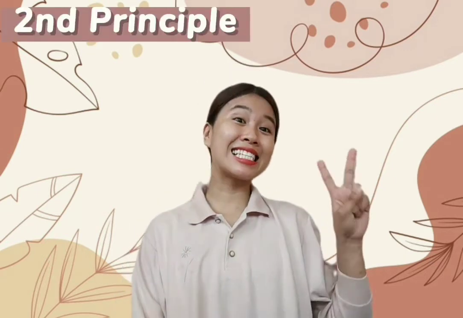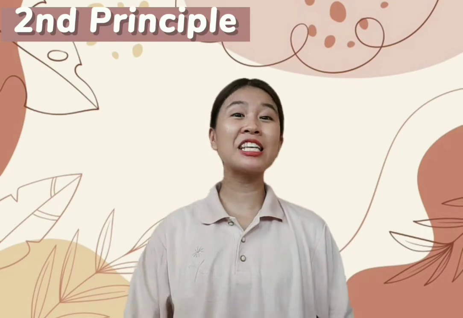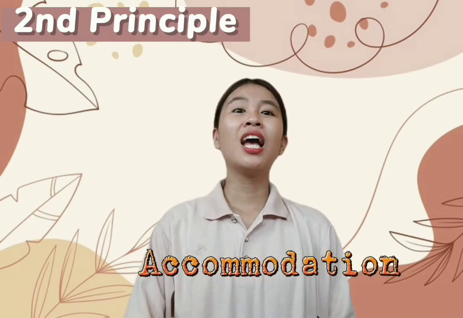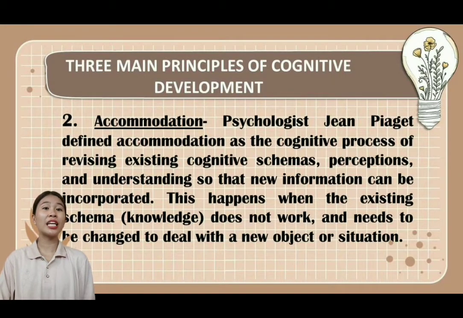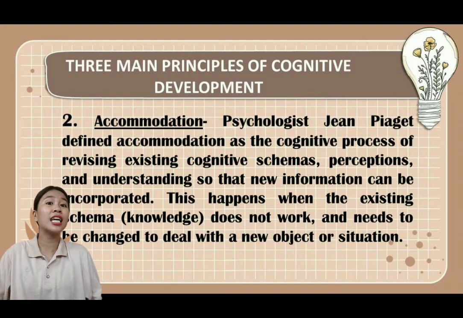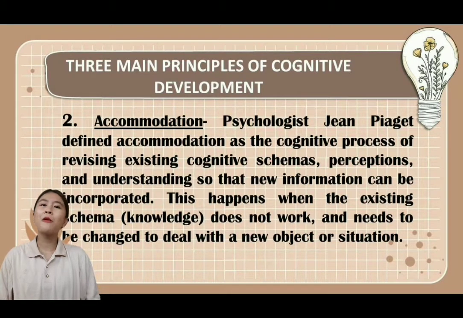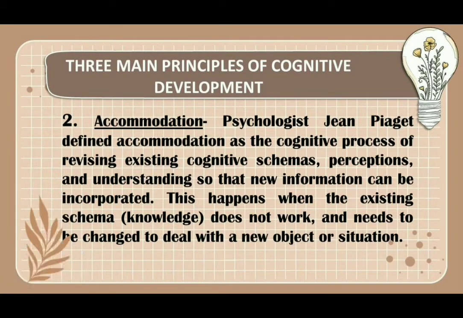That scenario is assimilation. The second cognitive principle is accommodation. Psychologist Jean Piaget defined accommodation as the cognitive process of revising existing cognitive schemas, perceptions, and understanding so that new information can be incorporated. This happens when the existing schema or knowledge does not work and needs to be changed to deal with the new object or situation.